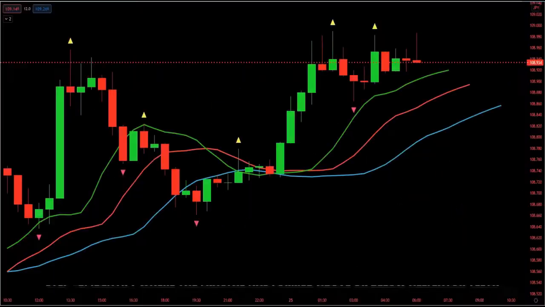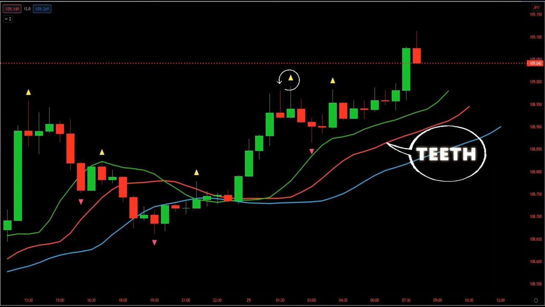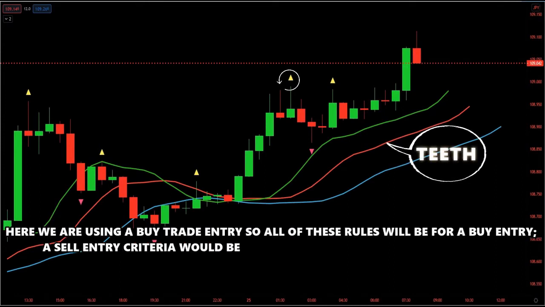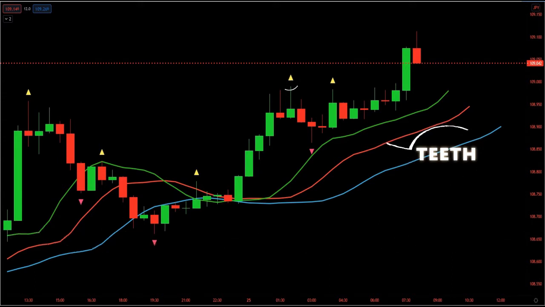Perfect. Step number 2. Identify where the fractal has formed, above or below the alligator teeth. Note in this video we are using a buy trade entry, so all of these rules will be for a buy entry. Okay, so let's get into what the fractals are all about.